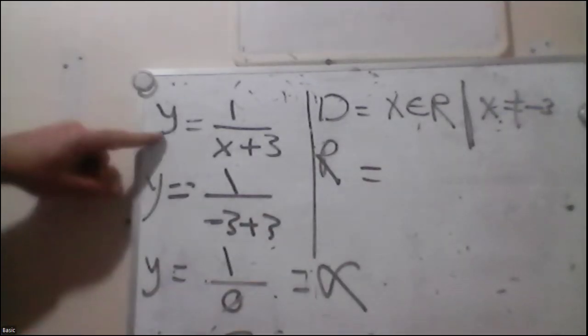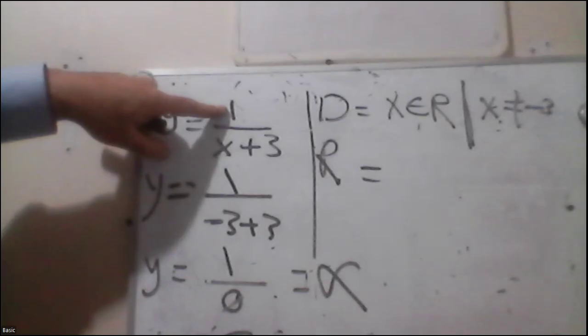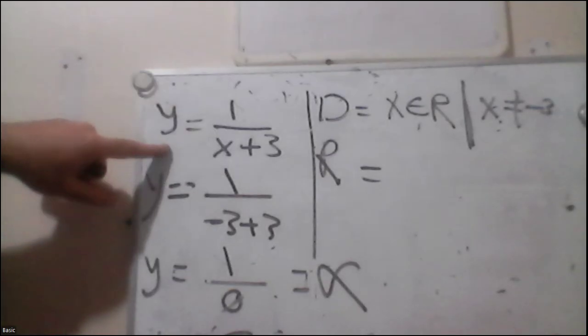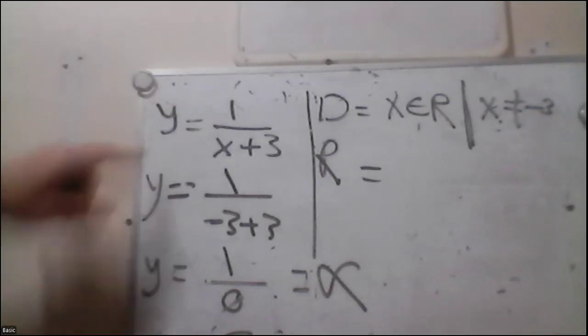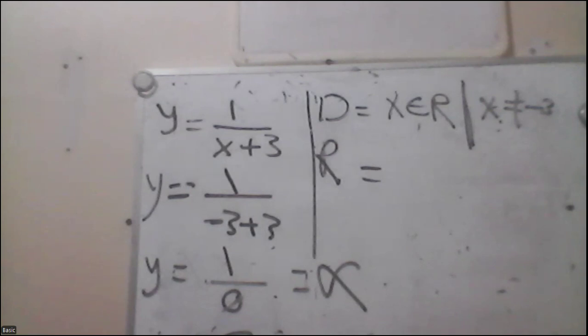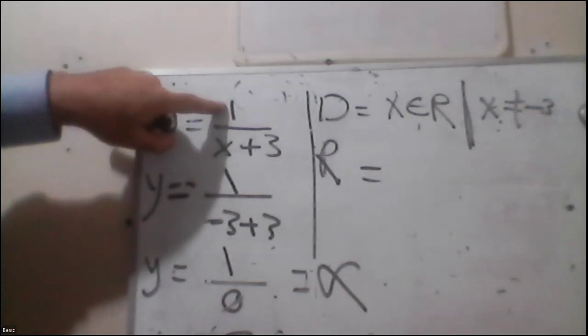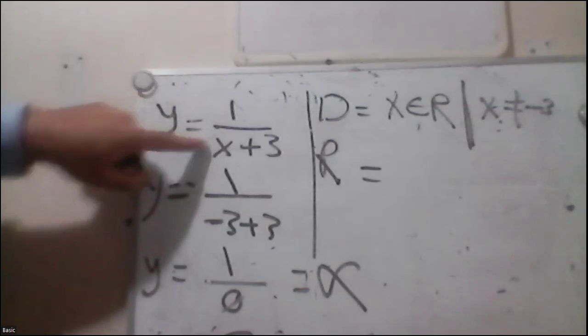The range here, y will never equal 0, because simply here I have a number in the numerator. If this was 0, then I could say y will equal 0. But y here cannot equal 0 because we have a number in the numerator. So how could y be 0? To get y equal 0, this number would have to be 0, since 0 divided by a number will give me 0.